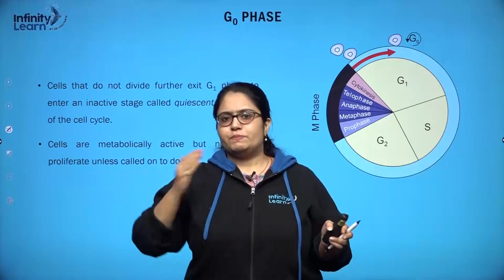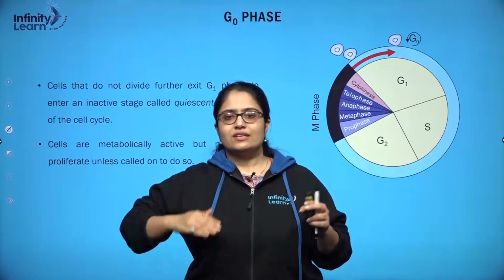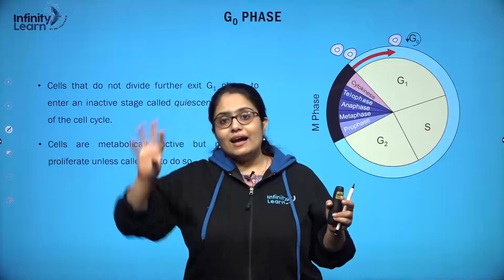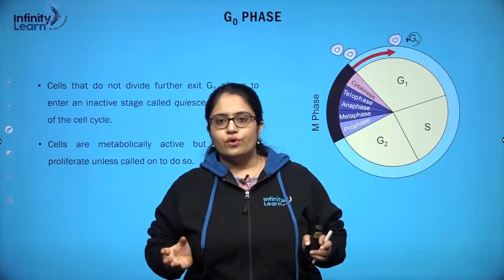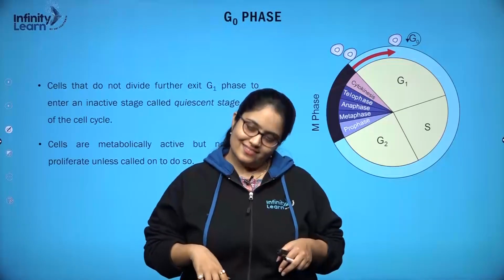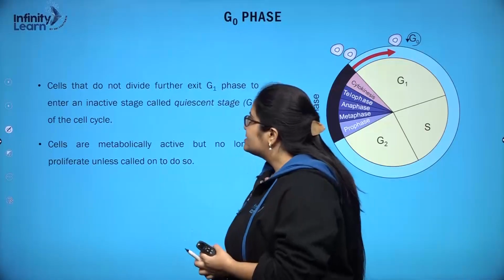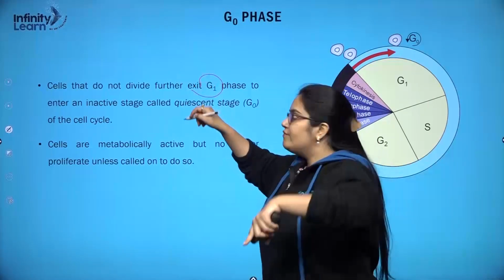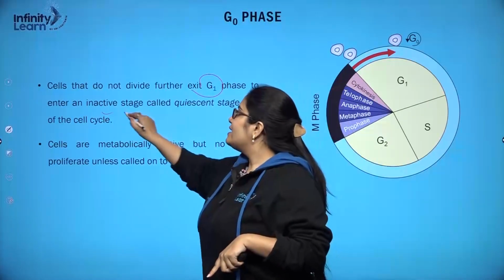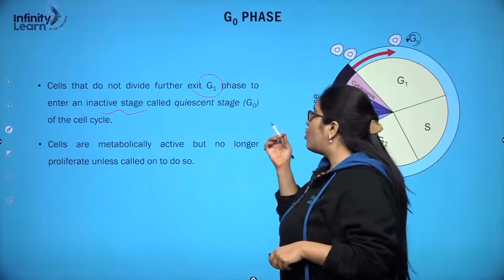So whenever there is a special condition, whenever there is an occasion, there is a requirement, the cell can again re-enter the cell cycle from G0 in order to undergo division and replace the lost cell, right? So remember this, cells that do not divide further exit the G1 at the end of the G1 to enter in an inactive stage called quiescent stage or G0.